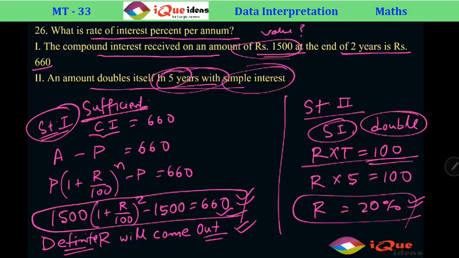So if you remember the options, for question number 26, option C will be the correct answer. Why option C? Because any one of them was alone sufficient to answer the question independently. All right. Now let's take up the next question.